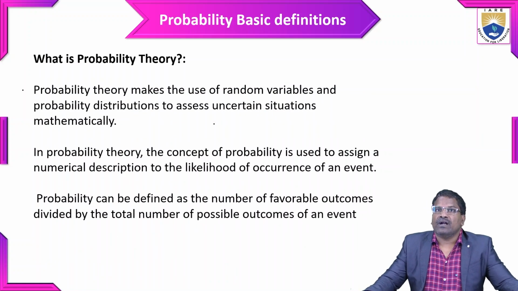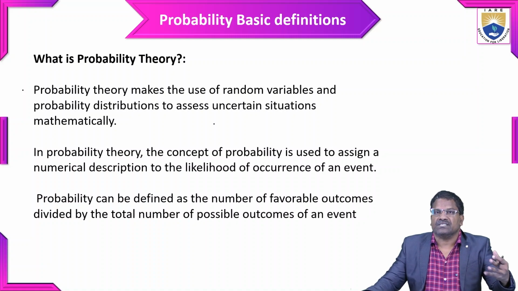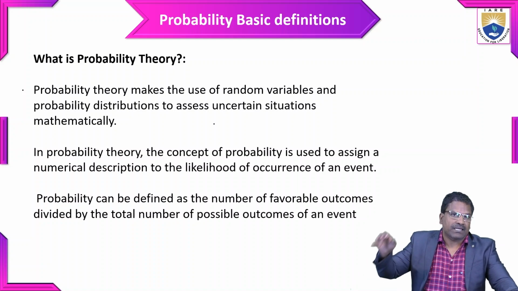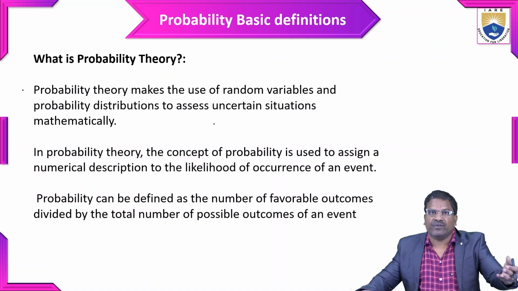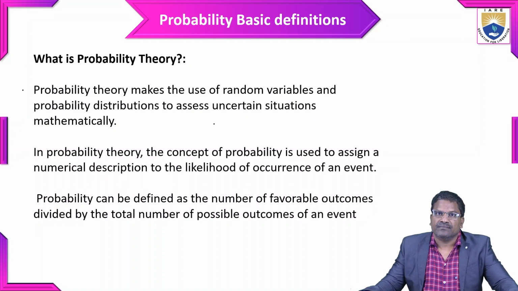Let us know what probability theory is. Probability theory makes use of random variables and probability distributions to assess uncertain situations mathematically. Suppose we flip a coin, what is the probability of getting a head? It may be half the chance, a 50% chance. If we quantify it, it is the number of possible chances, 1, divided by the total number of chances, which is 2: head and tail. So it is 1 by 2.